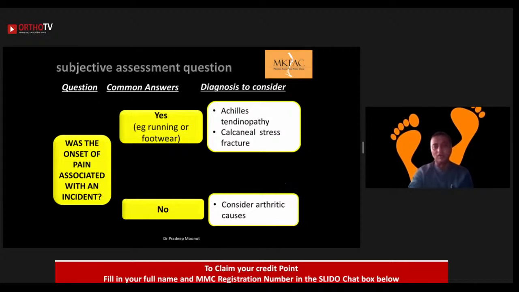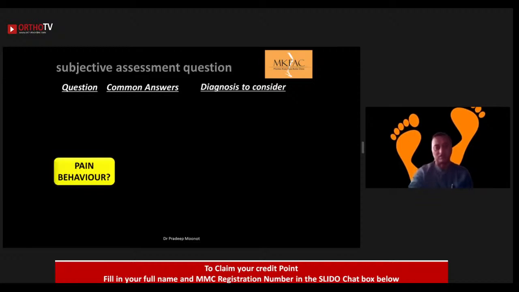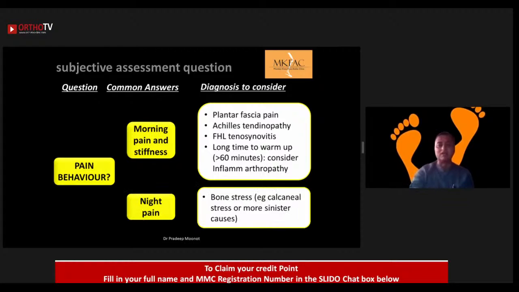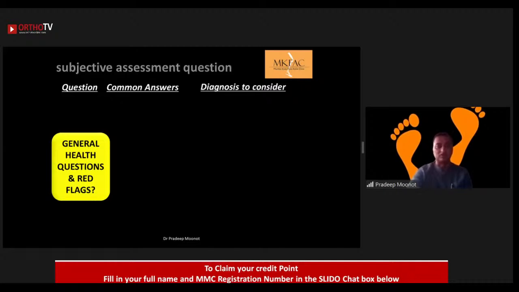If it is no, you're looking at an arthritic cause. Pain behavior: if you have morning pain and stiffness, again, plantar fasciitis, Achilles tendinopathy, a tenosynovitis or FHL, or if it takes a long time to warm up, you're looking at considering an inflammatory arthropathy cause. Night pain is typical of bone stress like a calcaneum stress fracture or looking at any other sinister causes.